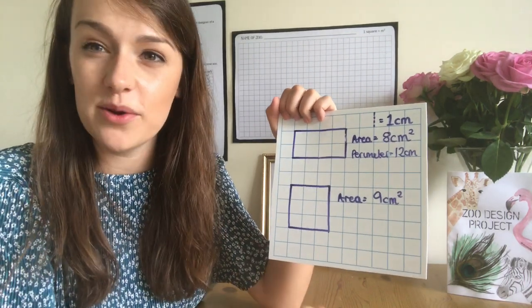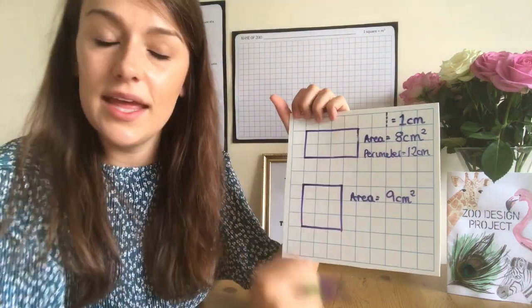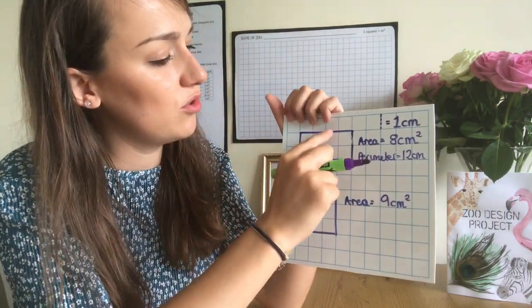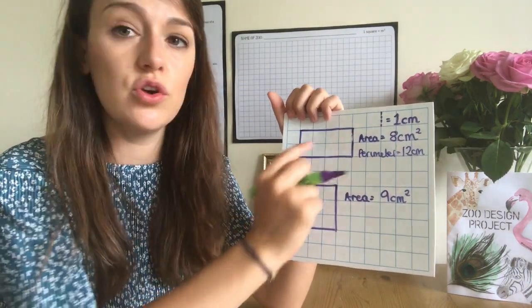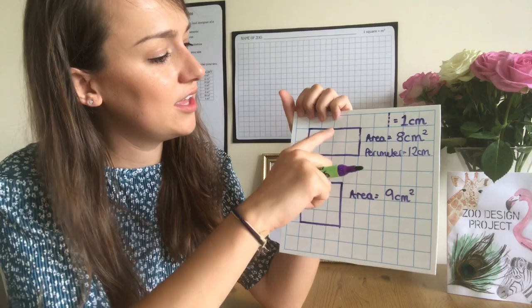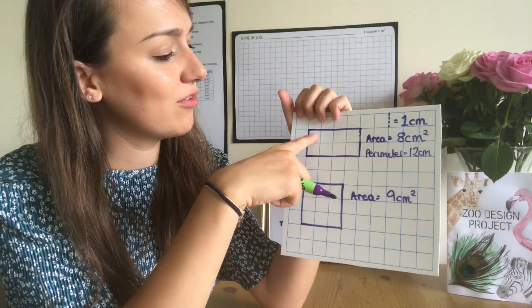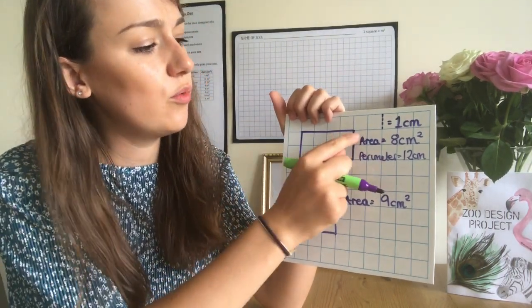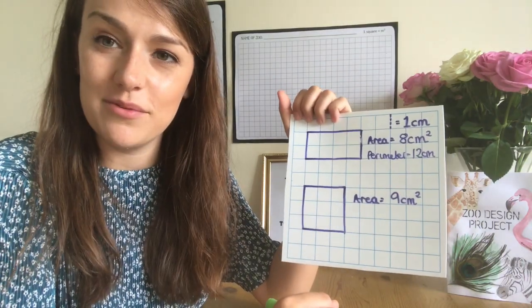But again, a quicker way to work out the perimeter is to work out how many centimetres the width of the shape is. So 1, 2, 3, 4, times that by 2, because we have 2 sides of our rectangle that size. So 4 times 2 is 8, and then we work out the measurement of the height, which is 1, 2, so 2 lots of 2 is 4, and 8 add 4 is 12.